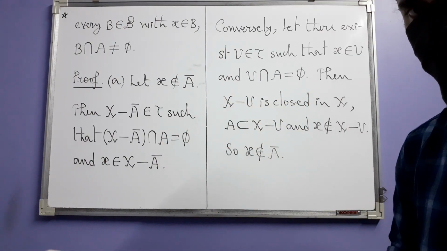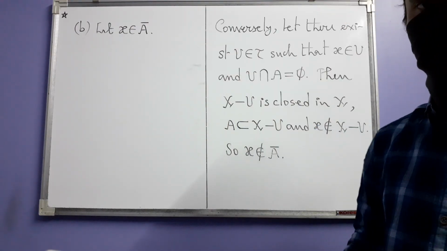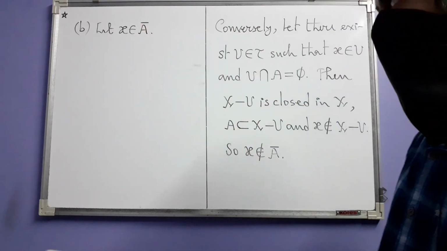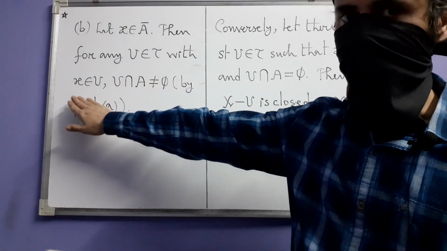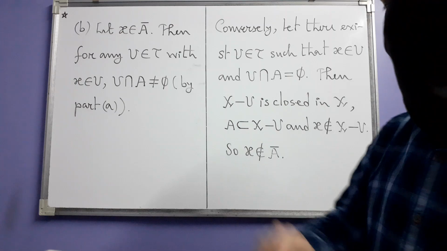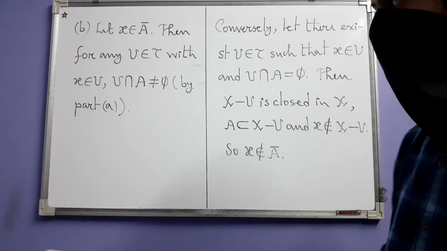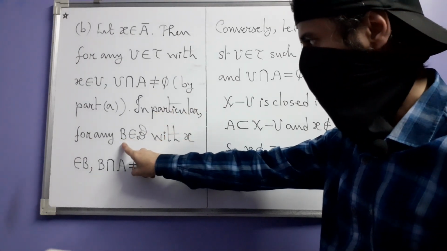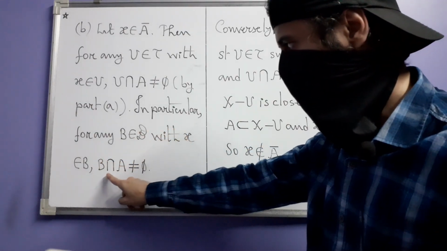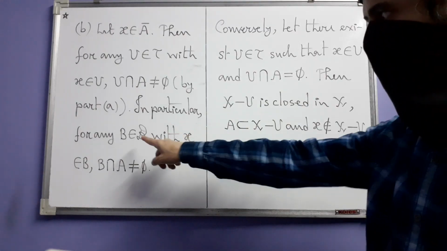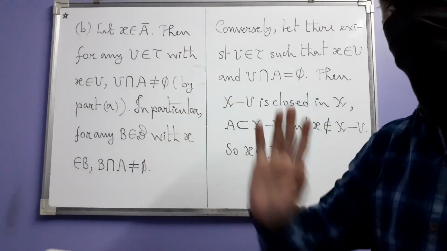Now we prove part B. Because we have part A available to us now, we can prove part B directly, and we start like this. Let X belong to the closure of A. Then for any open set U in tau with X belonging to U, that means for any open set which contains X, that open set intersects A, and that is coming from part A. In particular, for any basis element B also this same thing will be true, that if X belongs to B, then B will intersect A. Why? Because basis elements are also open sets. So that means we have proved one half of part B.